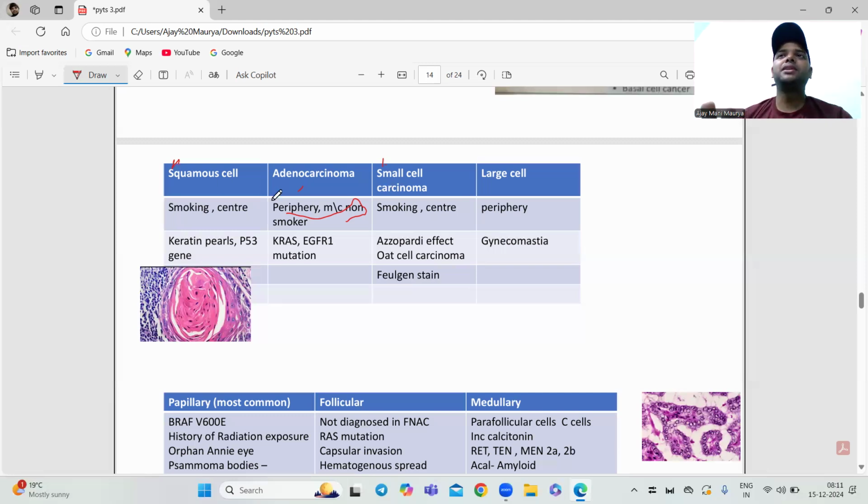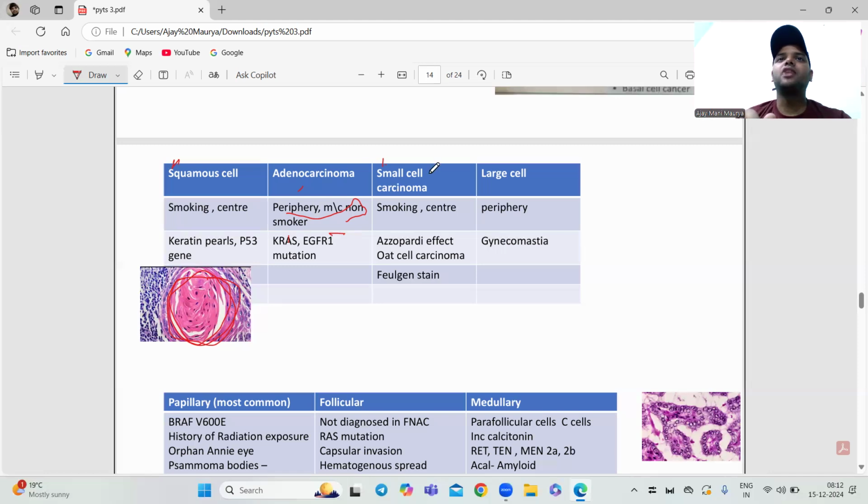For SCC, the squamous cell carcinoma, you have to remember the presence of keratin pearls, and a P53 gene mutation. This is one golden point. For adenocarcinoma, guys, it is present in non-smokers, so just find the non-smoker in the question. It has the KRAS and EGFR1 mutation.